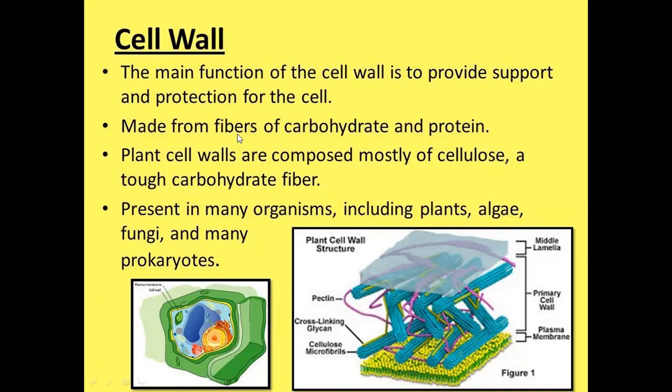Now, the cell wall is made from fibers of carbohydrates and proteins. Plant cell walls are composed mostly of cellulose, a tough carbohydrate fiber. Now, these cell walls are present in many organisms, including plants. So basically, they are present in plants, but along with plants, they are also present in some of the microorganisms like algae, fungi, and some other prokaryotes. But the composition may be different in algae, fungi, and plants.